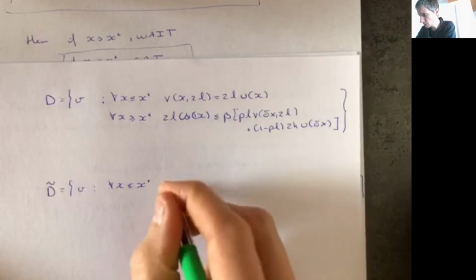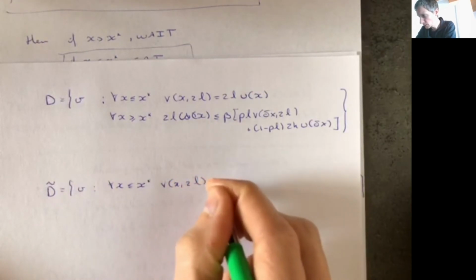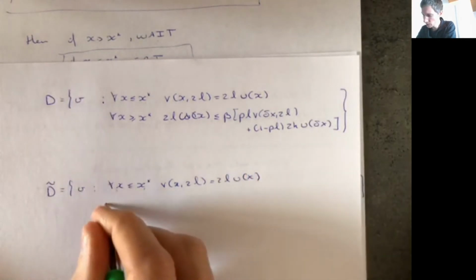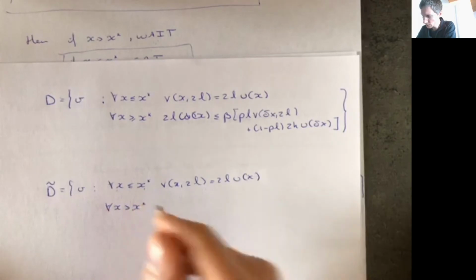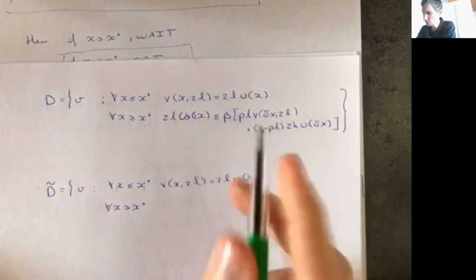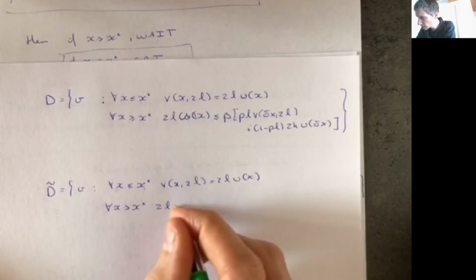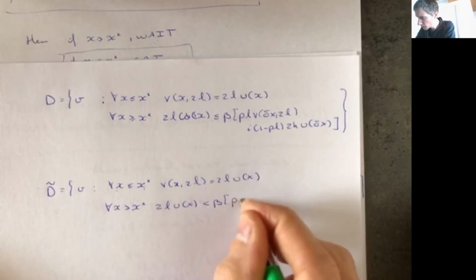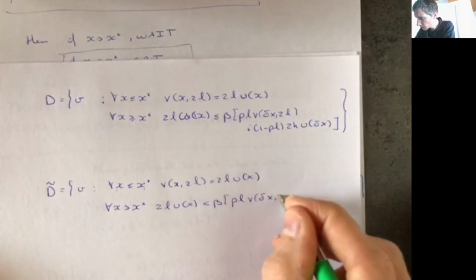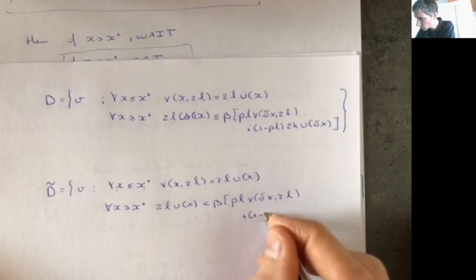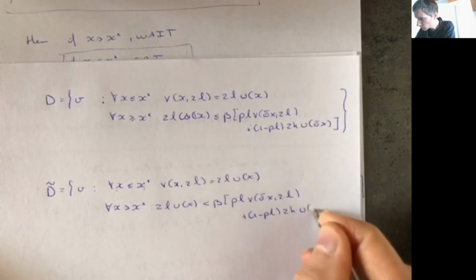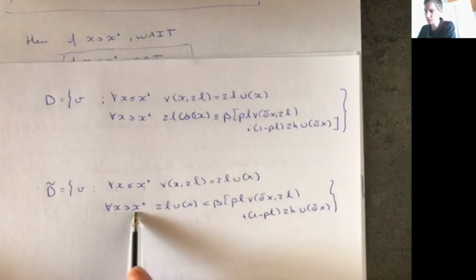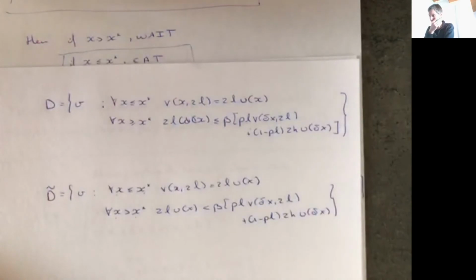So for all x smaller or equal to x star, V(x, ZL) is equal to ZL u(x). If x is smaller than x star, then I'm going to eat. And for all x bigger than x star, here I will use this, but with a strict inequality: ZL u(x) is smaller than beta (PL V(delta x, ZL) plus (1 minus PL) ZH u(delta x)). So if x is bigger than x star, then it will be strictly optimal to wait.